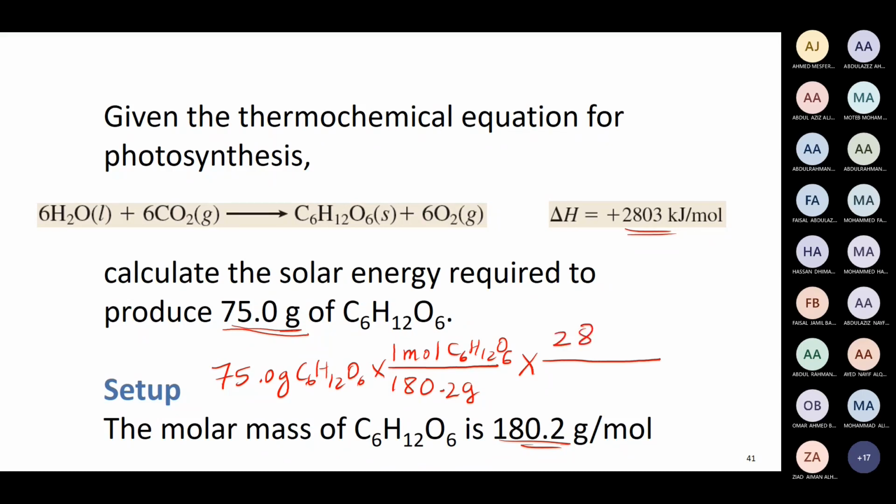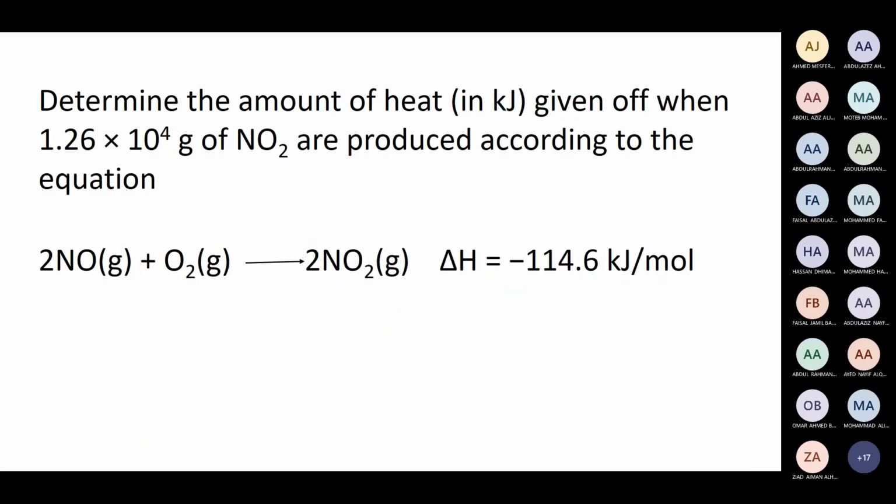Each 2803 kilojoule will need how many moles of C6H12O6? One mole. Clear? If I used it for CO2, I should put 6. But here I will put 1 mole of C6H12O6. And that's it. You have the answer. What's the answer? 1166.6. That's good.